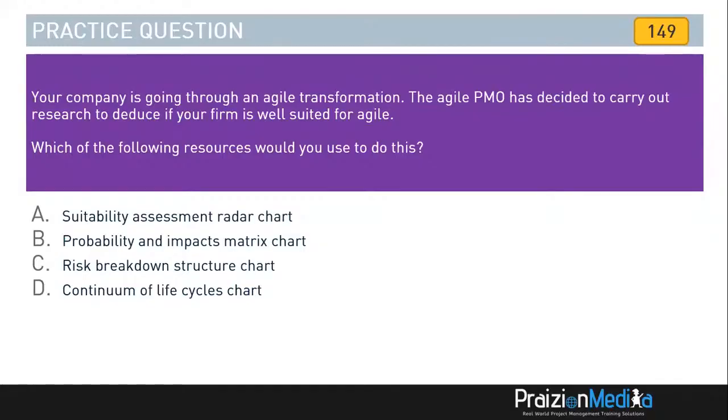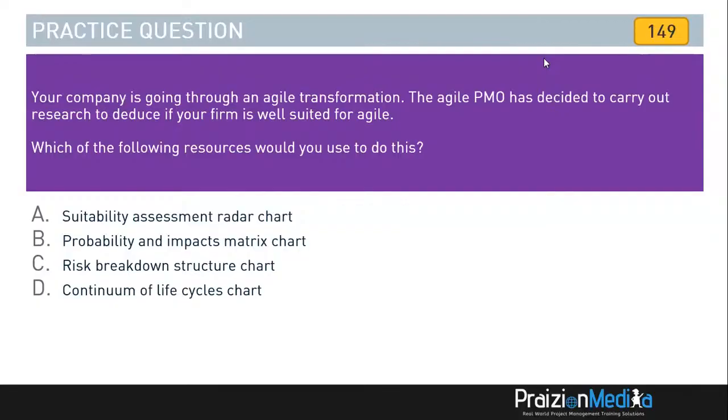Do hit the pause button if you need more time. Now, using the process of elimination, it says, going through an agile transformation. How do you know if your firm is well suited for Agile? This is very specific. So using the process of elimination, there are some things that don't help us know if a firm is well suited for Agile.